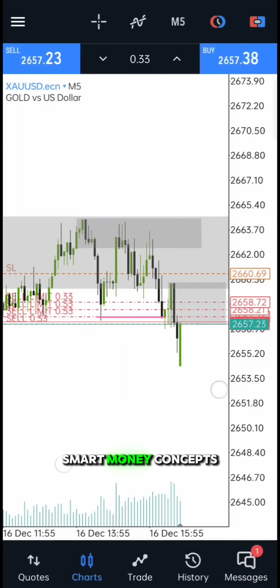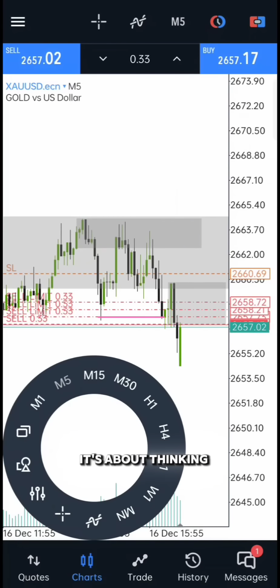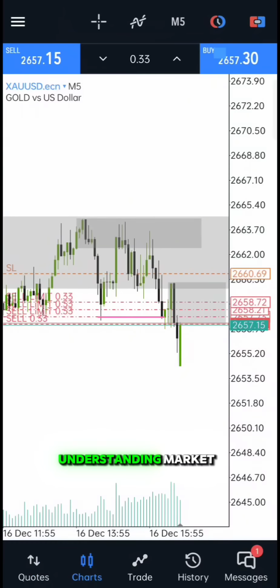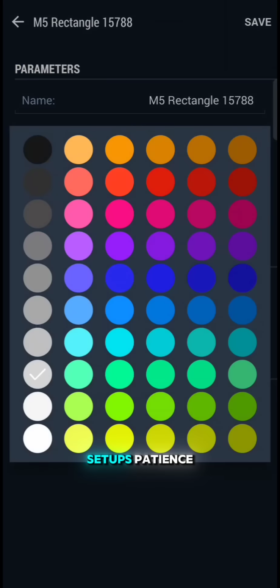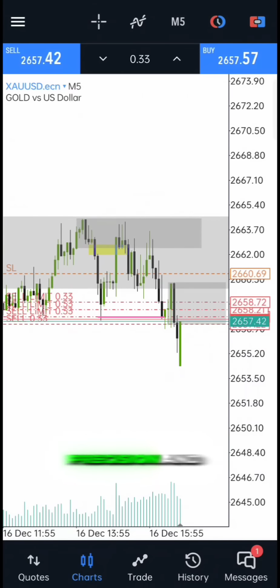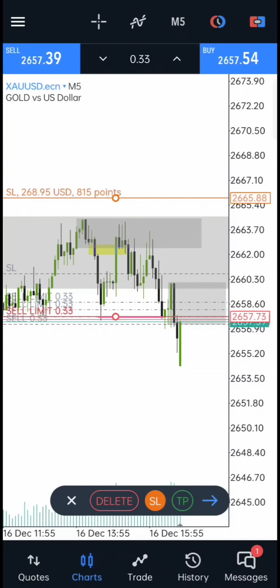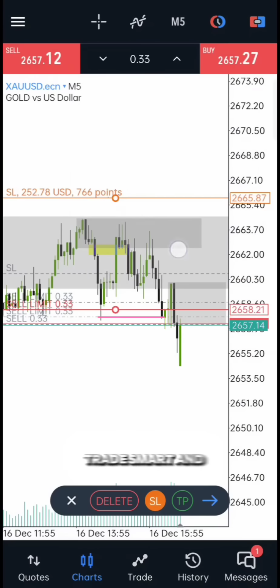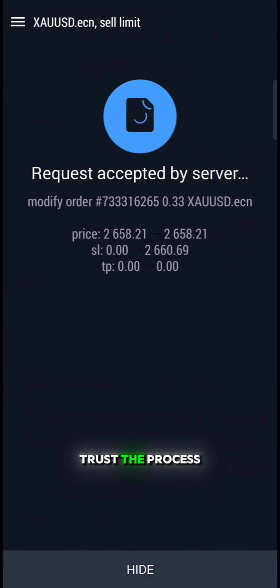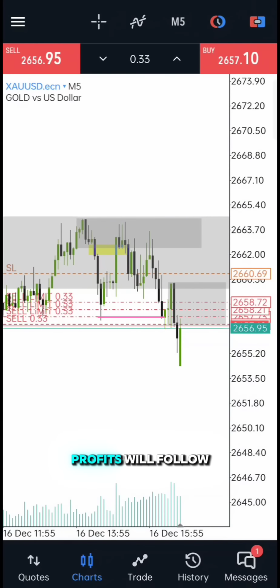Smart Money Concepts SMC isn't just a trading technique, it's a mindset. It's about thinking like the big players, understanding market structure, and waiting for high probability setups. Patience, precision, and discipline are your greatest tools. Remember, you're not here to win every trade, you're here to trade smart and grow consistently. Trust the process, and the profits will follow.